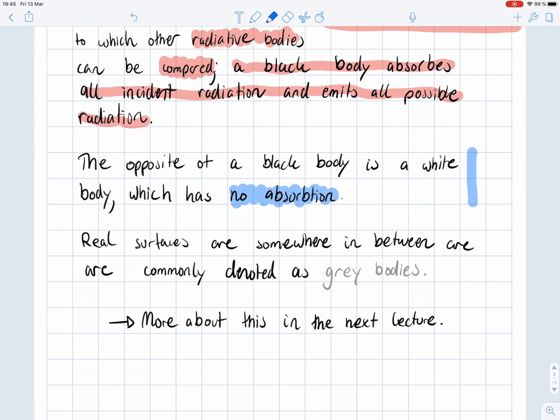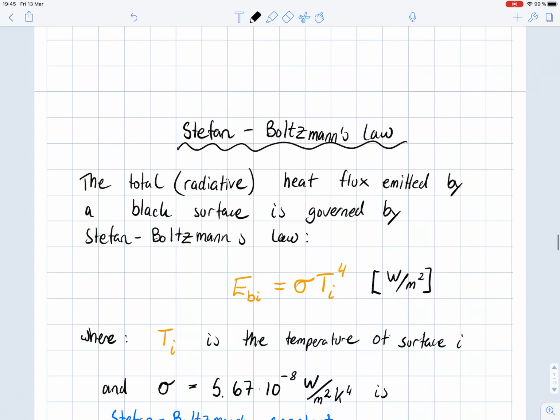Real surfaces are somewhere in between. And typically we will denote these as gray bodies, because gray is somewhere in between black and white. More about that in the next lecture, either that you will read yourself or that I will read to you, depending upon the feedback on this one.